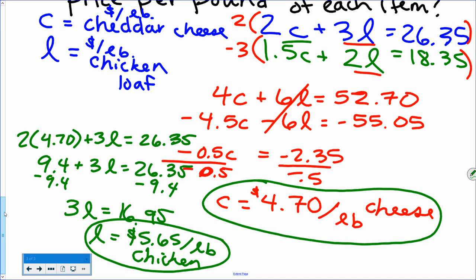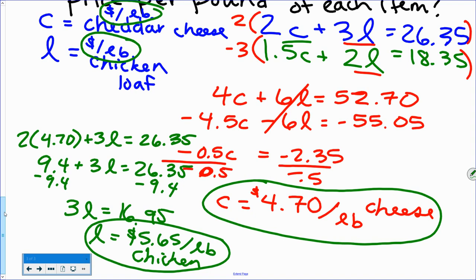So make sure you pay attention to how we set up our variables from the beginning. I like to be specific and say what it is, so that when I put cheddar cheese up there or chicken loaf and I get 4.7, I know that that actually means a price.